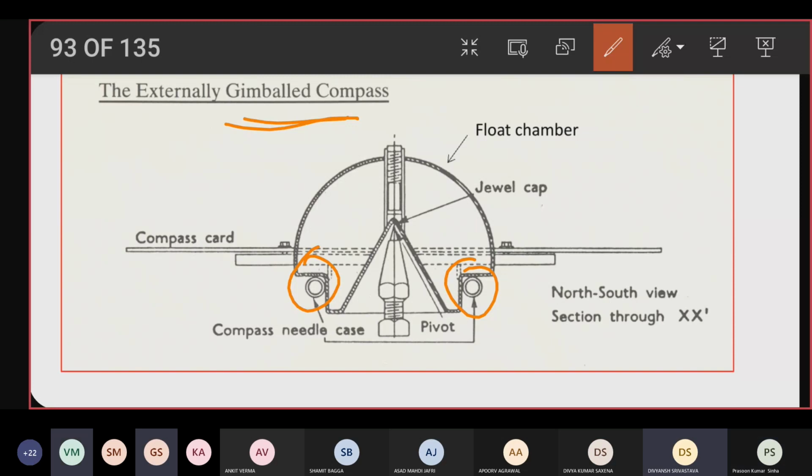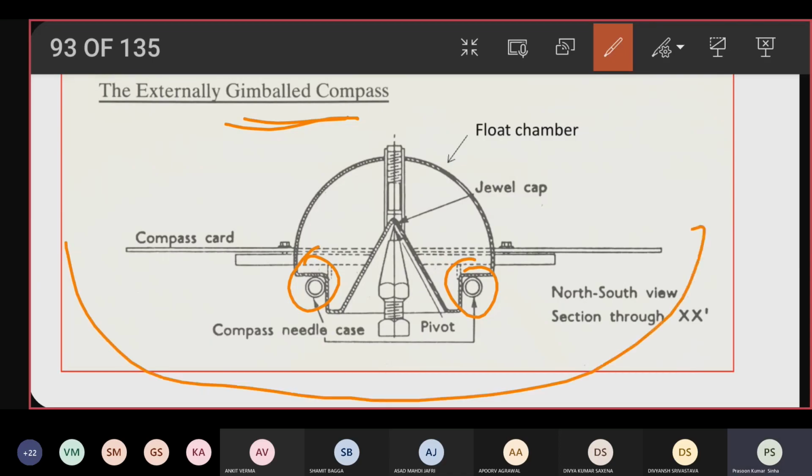हाँ जी, Yes, sir. जायरो कंपास में देखा था ना? तो जायरो कंपास में जो रिंग का अरेंजमेंट था, वैसा ही रिंग का अरेंजमेंट इसमें भी होता है. The ring arrangement is here also, so that it can float like this.